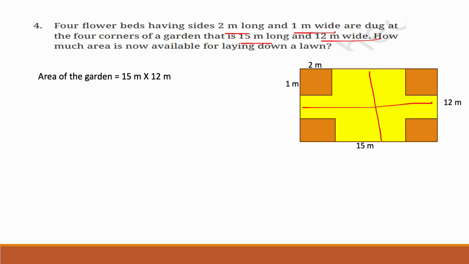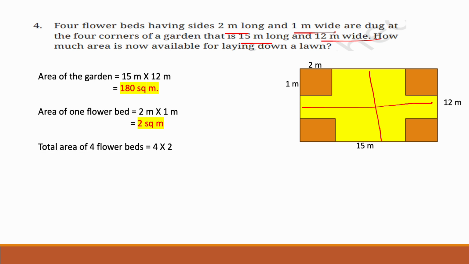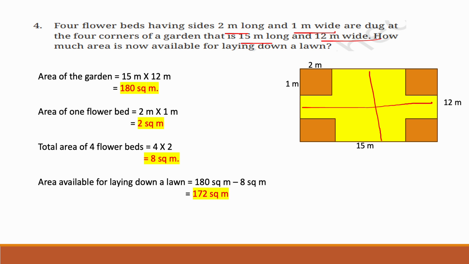So area of the garden is 15 meter into 12 meter, that is 180 square meter. Area of one flower bed is 2 meter into 1 meter, that is 2 square meter. Total area of 4 flower beds is equal to 4 into 2, that is 8 square meter. Then area available for laying down a lawn is 180 square meter minus 8 square meter, that is 172 square meter.